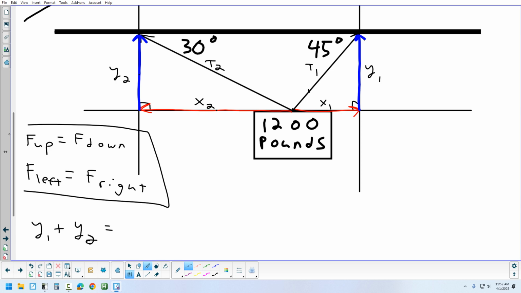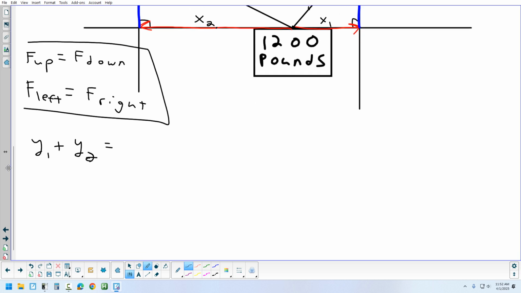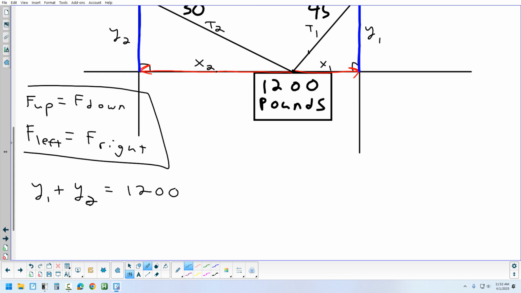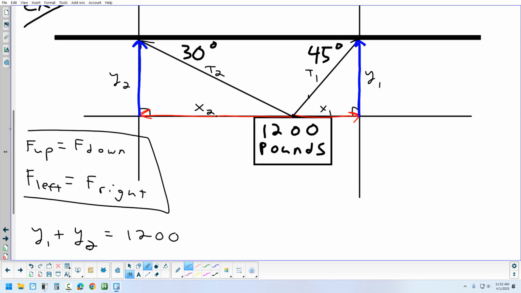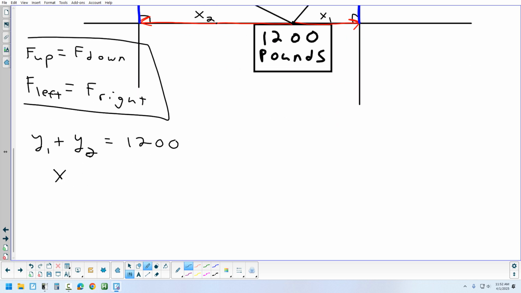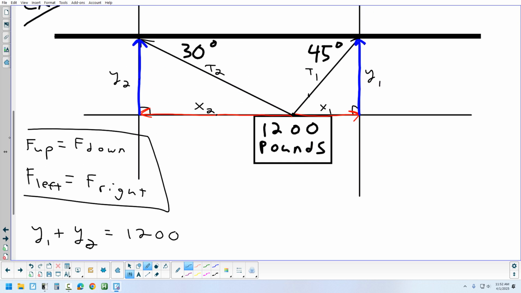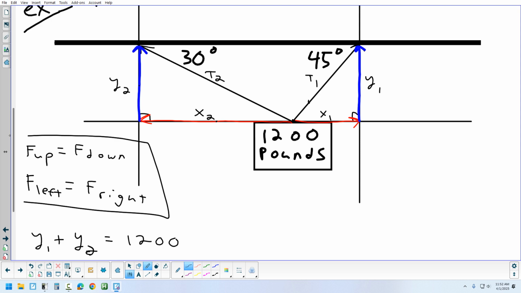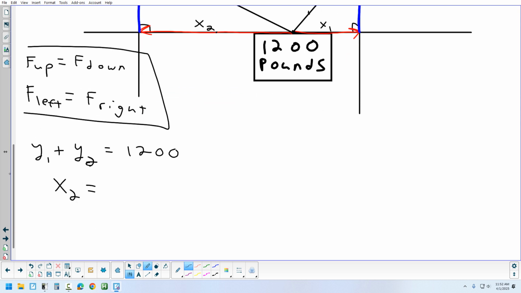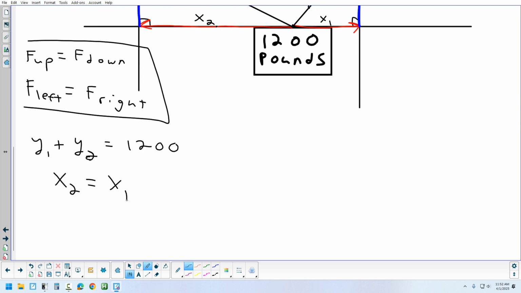Yeah. That's what's trying to fall to the floor, 1,200 pounds. Okay, so we got that. Now, what's the force left? Yep. X2. And that's balanced by the force to the right, which is? Yep. X1. Okay, so that's a little bit better. We're getting a little further away from being conceptual and a little bit more concrete relating to our problem.